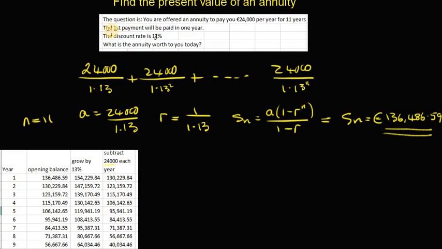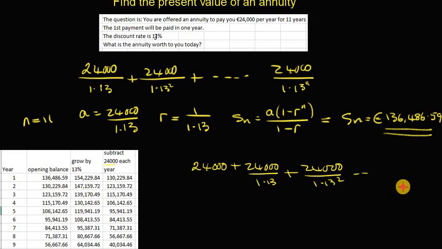Now, one little aside before we finish. The reason it's 24,000 divided by 1.13 is because you're not going to get paid for a full year. If this question said your first payment is going to happen today, well then this series would be different. The first term would be 24,000, and then the next term would be 24,000 divided by 1.13, and then the next one will be 24,000 divided by 1.13 squared, and so on up to 1.13 to the power of 10.